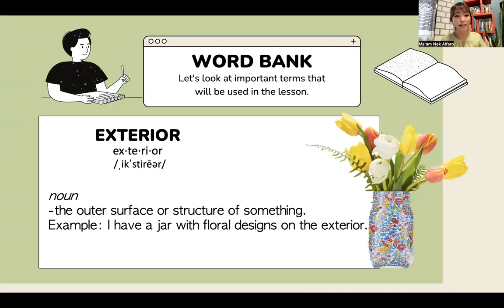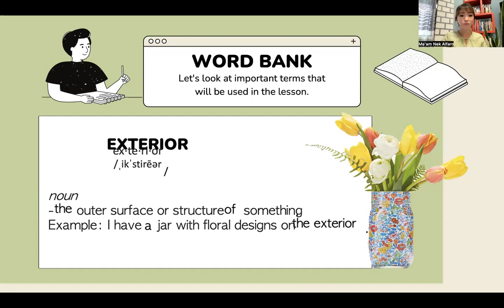Our first word is exterior. Can you repeat? The word is? All right, exterior. It is a noun and it pertains to the outer surface or structure of something. For example, look at this illustration. I have a jar with floral designs on the exterior, meaning it is outside the design. The floral design is outside the jar. All right, so I hope this one's clear.